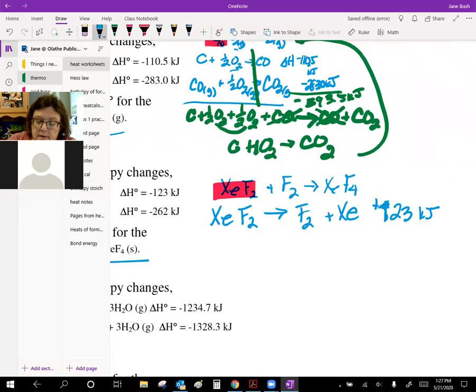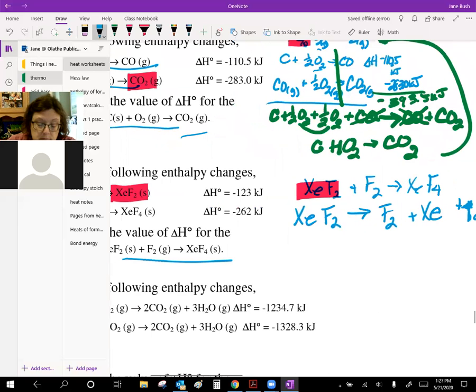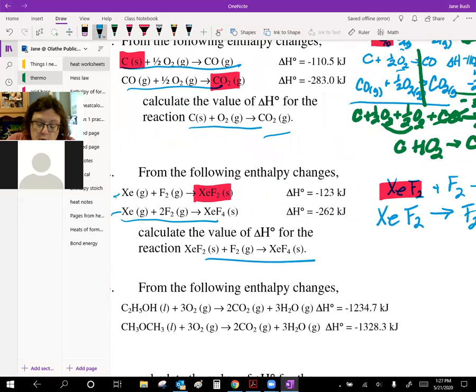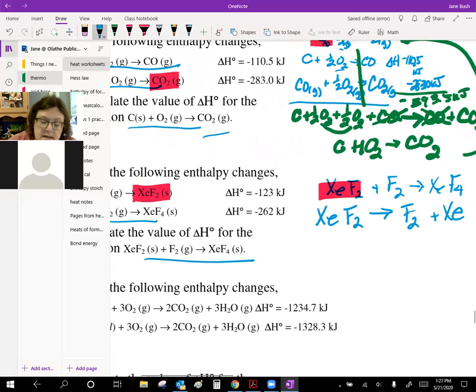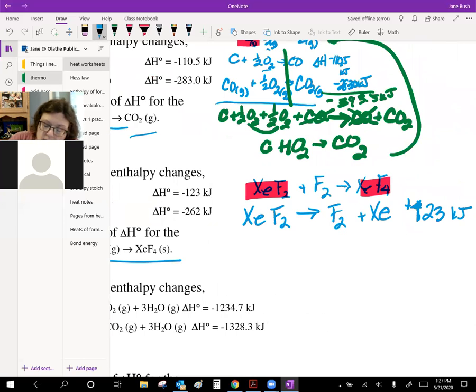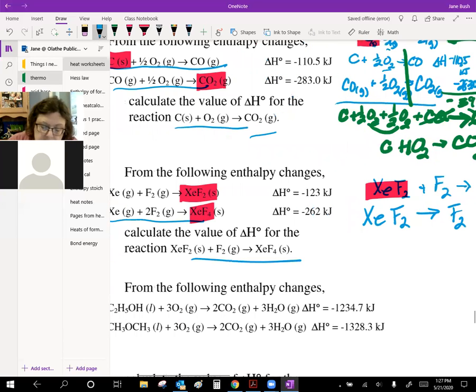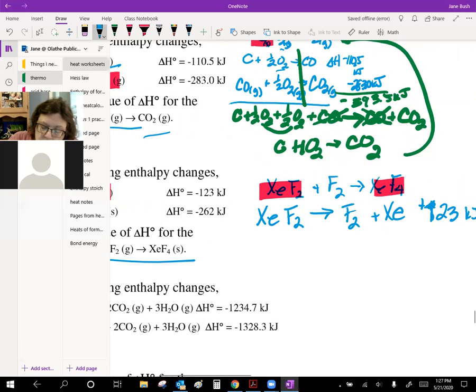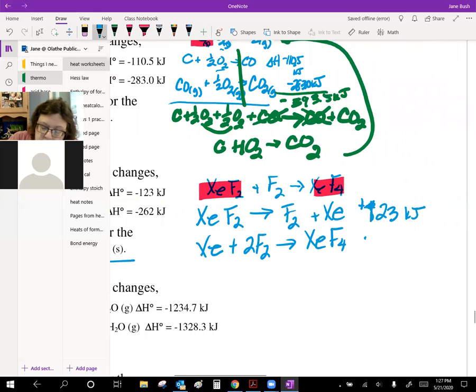Now we've got an F2, but it's on the right-hand side, so we're not done yet. The other equation gives us more F2s on the left, and it gives us XeF4 on the product side. So we're going to do Xe plus 2F2 gives us XeF4. We didn't change anything, so it's still negative 262 kilojoules.